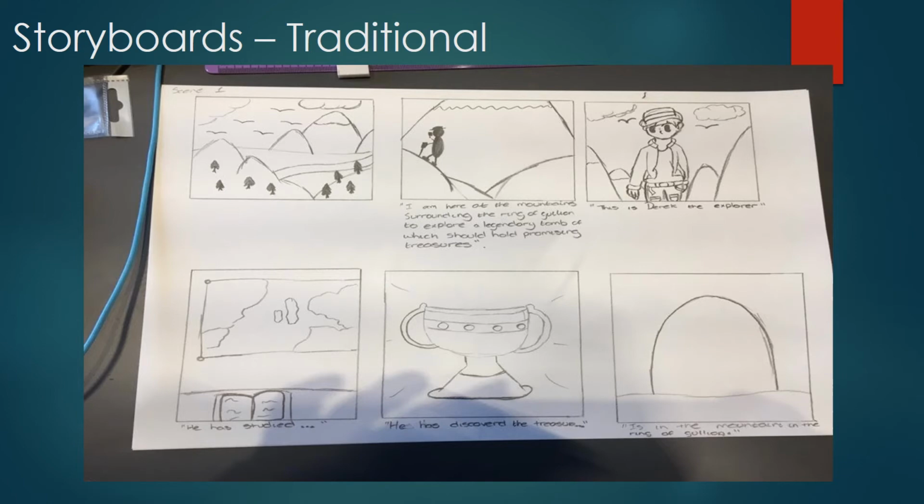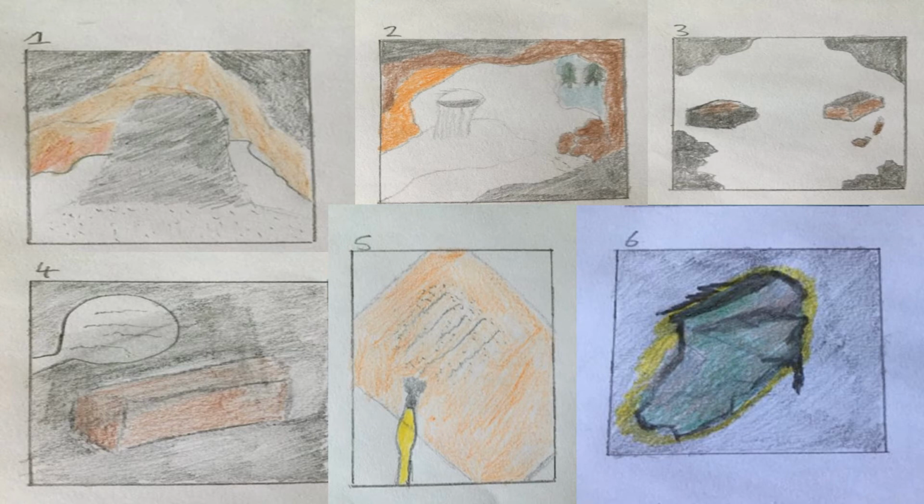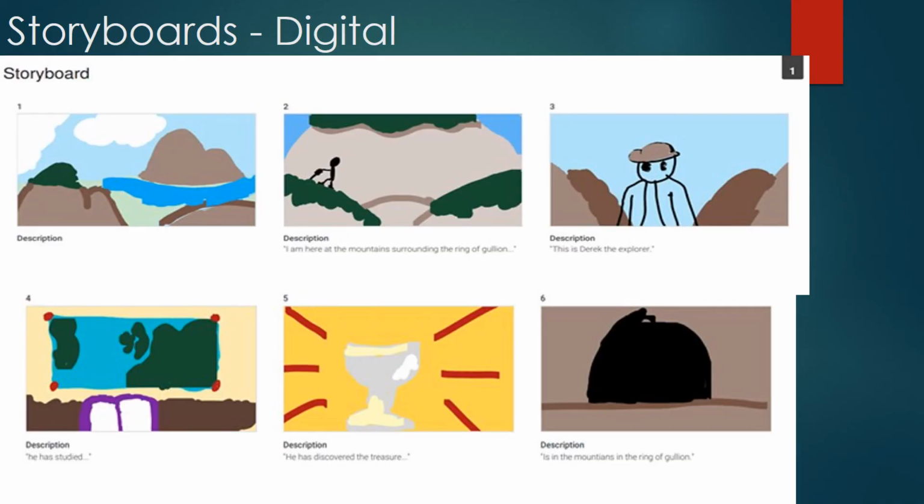Featured here is some of the traditional storyboards that were created. Here is the digital versions for the storyboards previously shown.